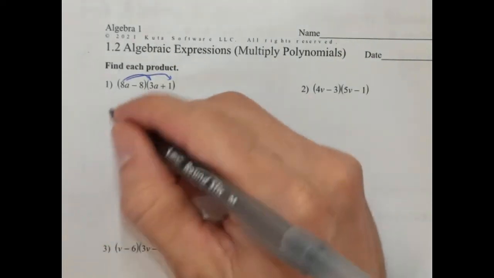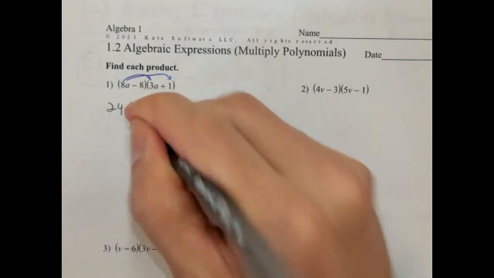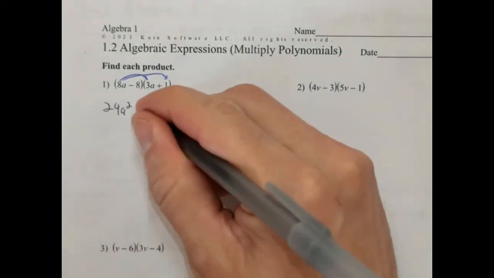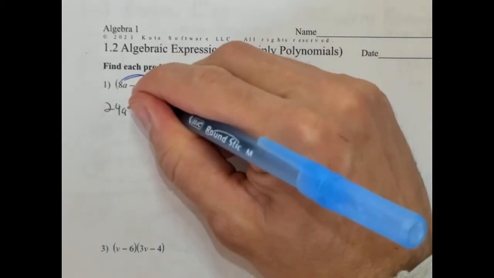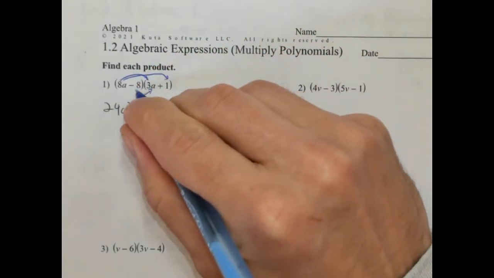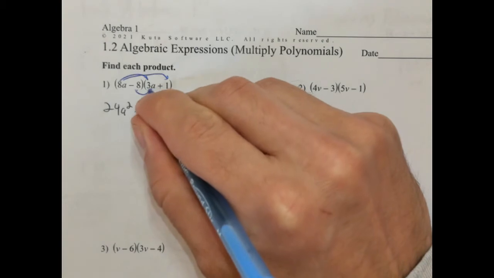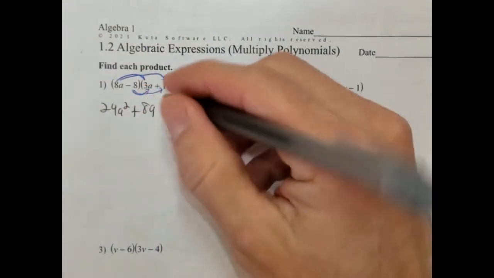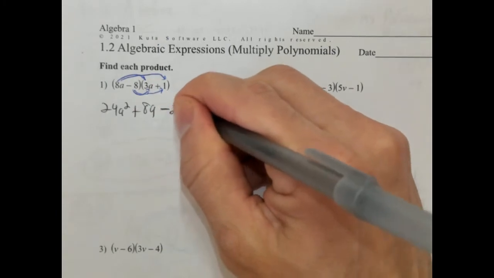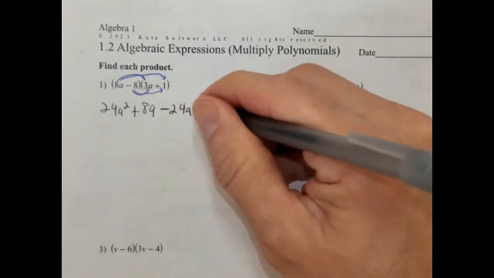8a times 3a is going to be 24a squared. 8a times 1 is going to be plus 8a. They're both the same sign, so we're going to keep the sign. Now, when you multiply this negative 8, remember this negative sign is part of the 8. So it's negative 8 times 3a, and it's negative 8 times positive 1. So negative 8 times positive 3 is negative 24a, and negative 8 times 1 is negative 8.